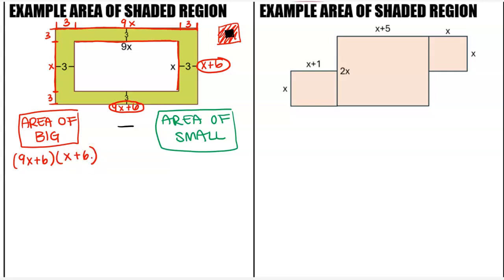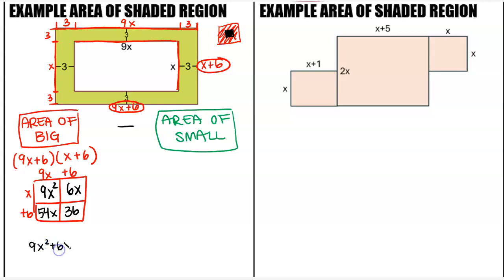I'm going to multiply using the box method. I'm going to set up a 2 by 2 box, put 9x plus 6 on one side and x plus 6 on the other side, and multiply the terms that meet in each box. In the first box, 9x times x is 9x squared. 6 times x gives me 6x. 9x times 6 is 54x, and 6 times 6 is 36. So the area altogether is 9x squared plus 6x plus 54x plus 36.